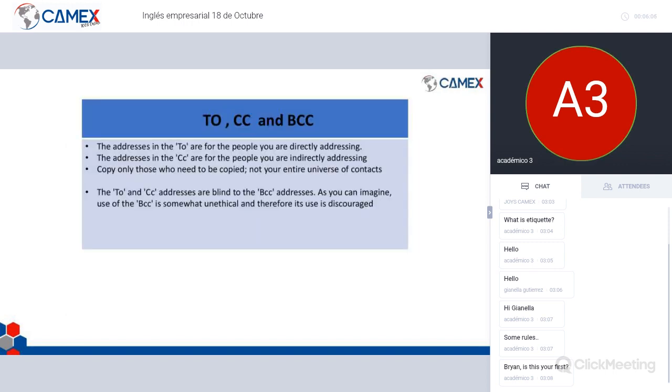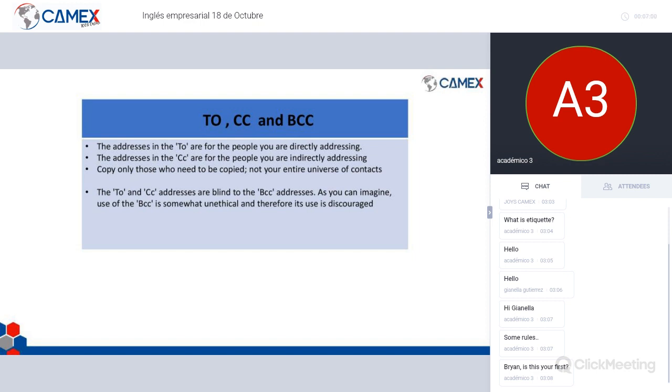Let's start with the first rule: the use of the To, the CC, and the BCC. In the email, you have the From, meaning, for example, myself as the sender. So it's from Luis Pastor to, let's say, Brian. That's the intention there. Now we have another field that says CC, and another that says BCC.